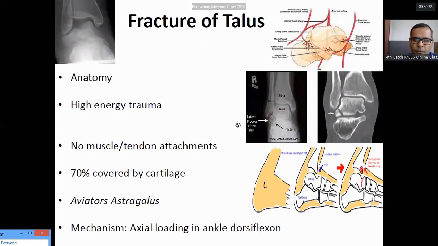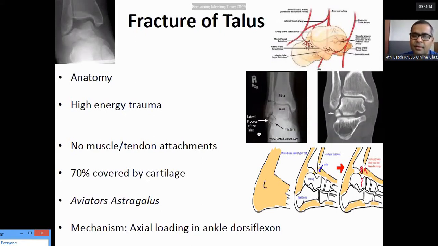Coming to the talus, this is another bone that forms the ankle joint just below the tibial plafond. Coming to the anatomy, it has a head, a neck, a body, a posterior process, and a lateral process. This lateral process sometimes is not visible in the X-ray, so we have to do a CT scan to visualize it.